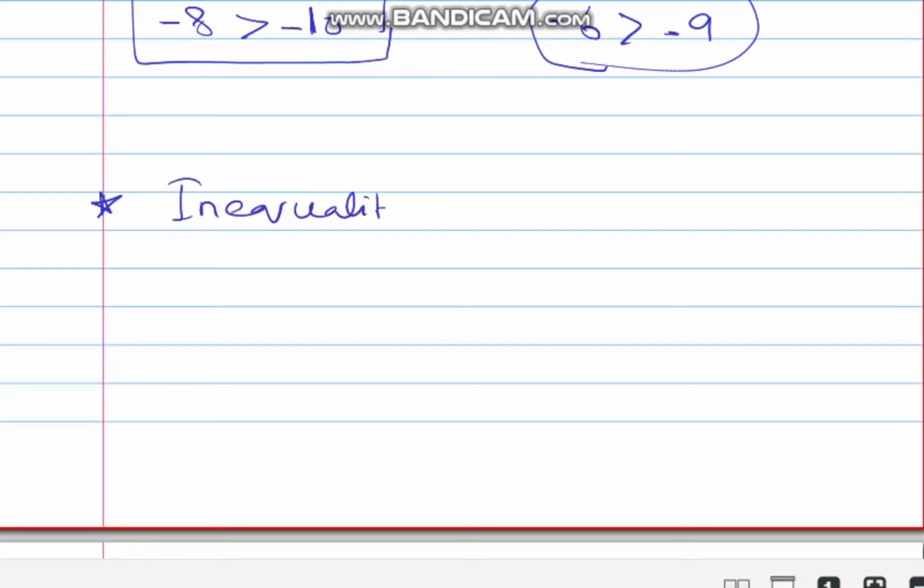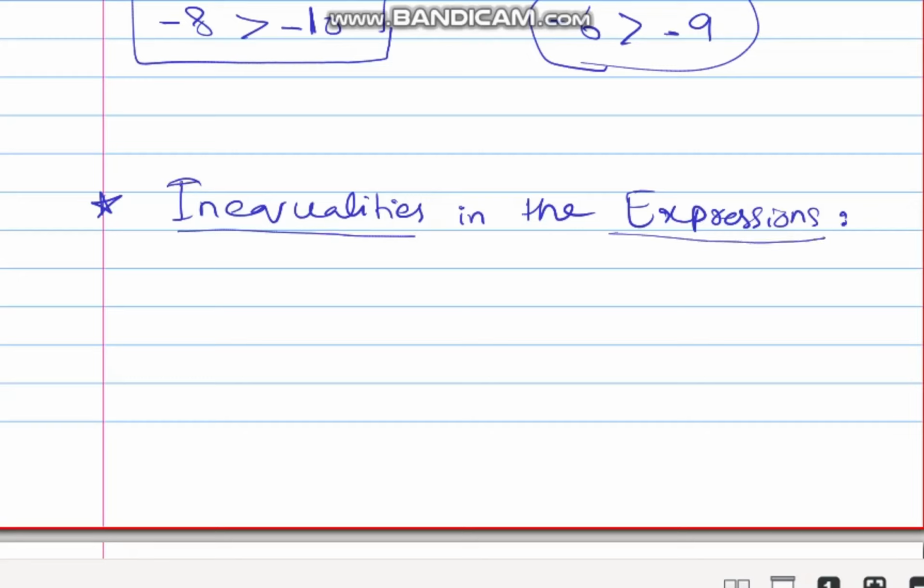Inequalities in the expressions. Now, what is meant by expression? Basically, I told you before also, that an expression is something which represents... For example, x plus 4 is an expression, or any other expression, which contains some numbers, some variables, or some coefficients.